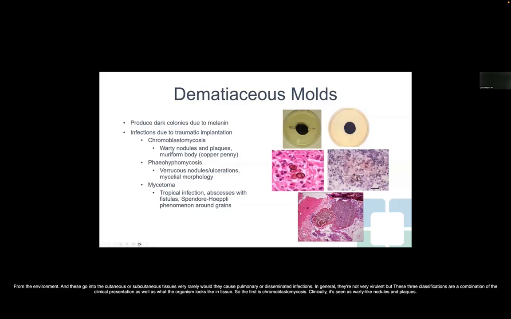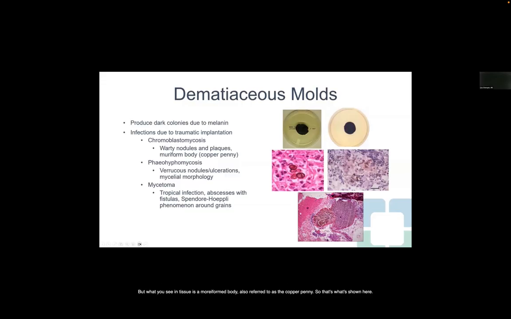Clinically, it's seen as warty-like nodules and plaques. But what you see in tissue is a moriform body, also referred to as a copper penny. So that's what's shown here. The next classification is phaeohyphomycosis, where you see verrucous nodules, ulcerations, but you see mycelial morphology. And so it looks like a mold with septations, but we see pigment, and so we can put it into the dematiaceous category. And then finally, a mycetoma.